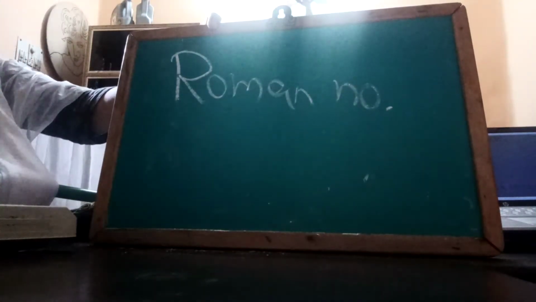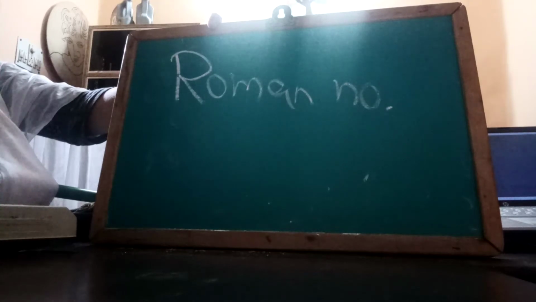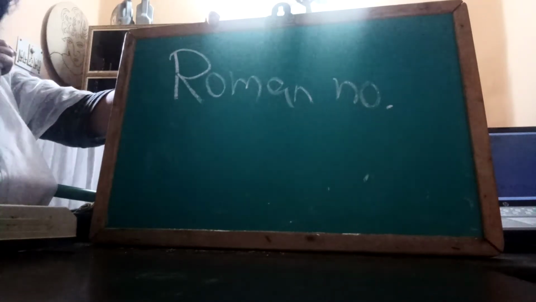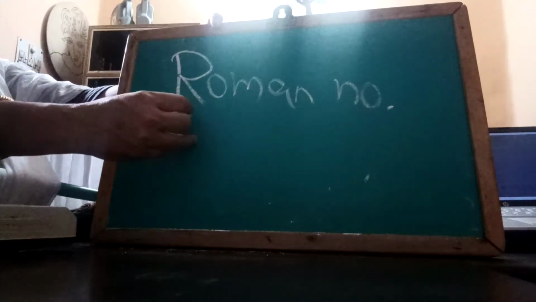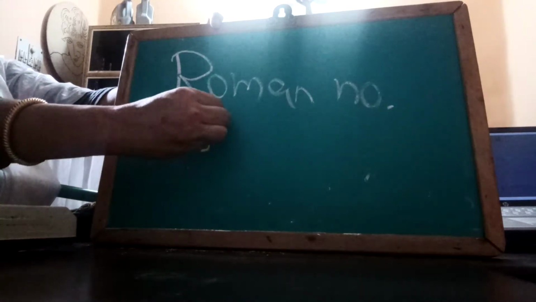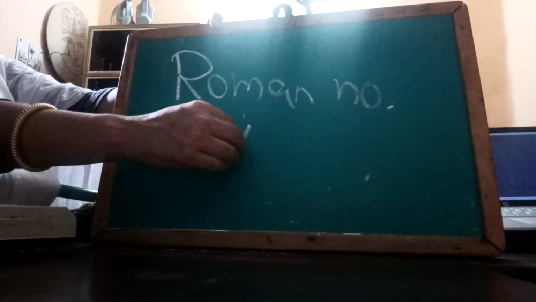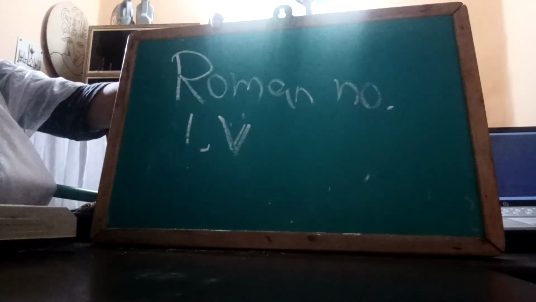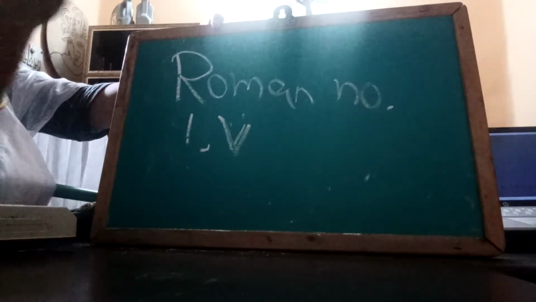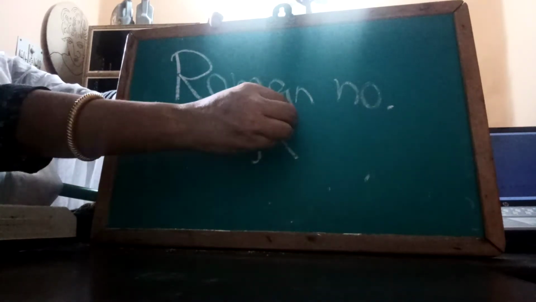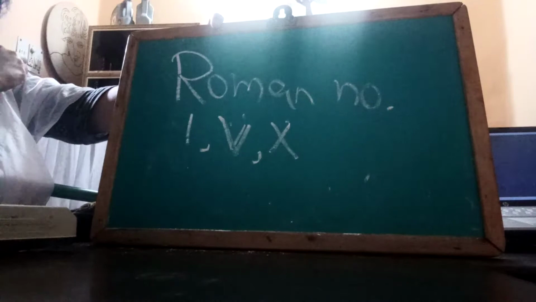Now Roman numerals are formed by 7 letters. By a combination of different alphabets, you will be able to do it. And what are the alphabets which are used here? First is I, which denotes 1. Then is V. Keep one thing in mind. You can use a combination of different alphabets to make other numbers. V denotes 5. X denotes 10.